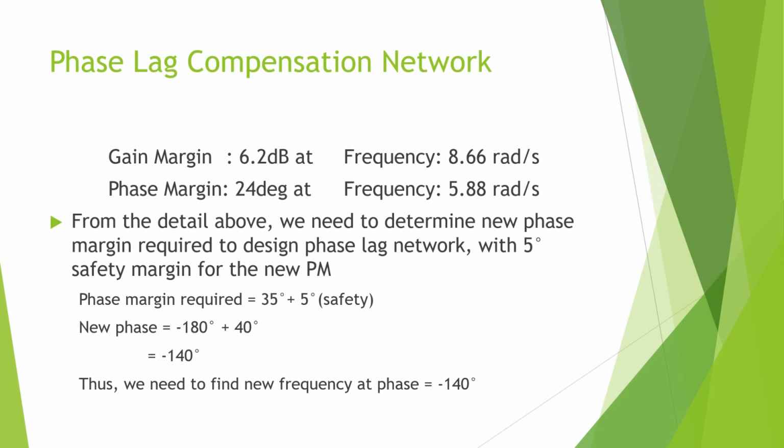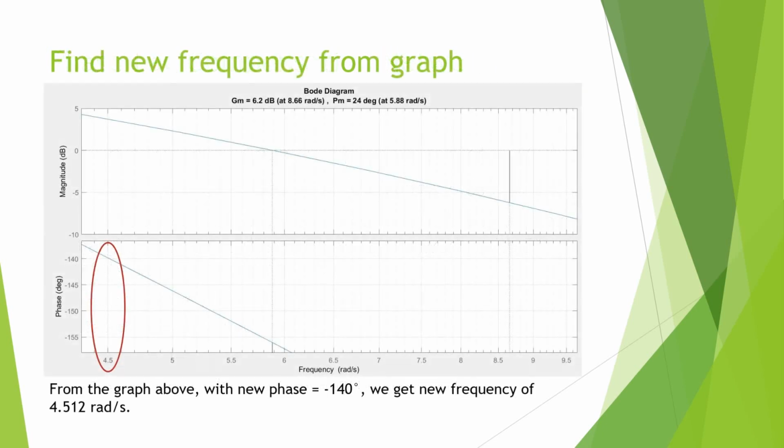By using the initial gain margin and the initial phase margin, we are going to determine the new phase margin in order to design the phase lag network, with the addition of 5 degrees as a safety margin. From the calculation shown, we get negative 140 degrees and we are going to find the new frequency at a phase of negative 140 degrees. From the graph shown, at a phase of negative 140 degrees, the frequency obtained is 4.5 radian per second.